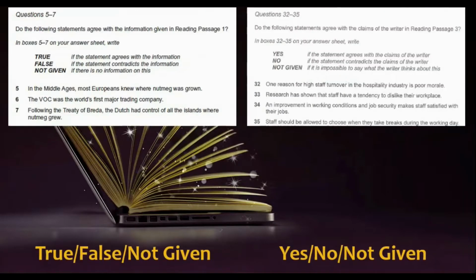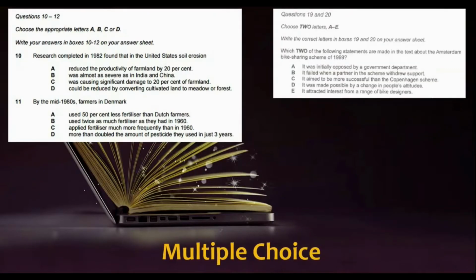In true, false, not given and yes, no, not given, the questions are always in the correct order as the passage, but the statements are paraphrased. When you write the answer, always write the full word, TRUE for true and so on, so that it is clear for the examiner. For multiple choice question type, the questions follow the passage order.